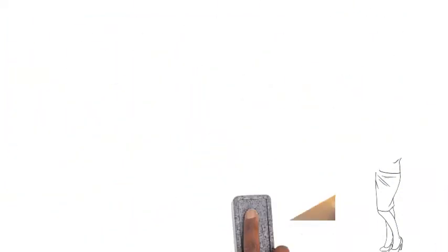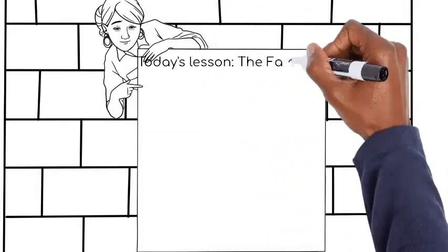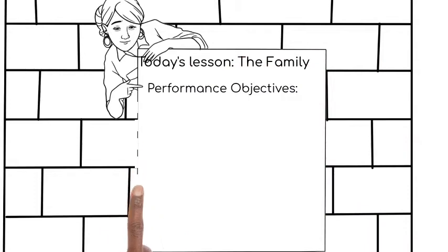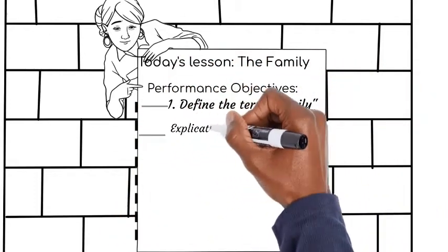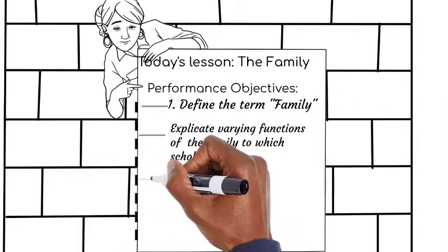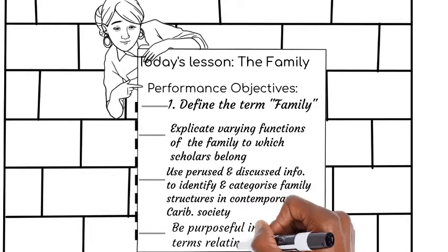Today's lesson is the family, as stated before, and our performance objectives are as follows. 1. Define the term family. 2. Explicate the various functions of the family. Stay tuned, and we really hope that you'll enjoy this lesson.